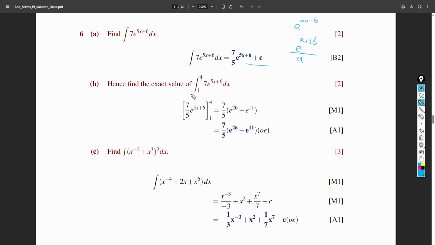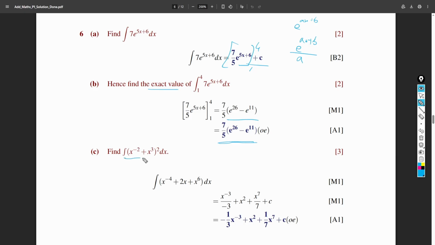So that's it. Then find the exact value of, so over here we're given the limits, so we simply take this expression and then put in the limits 4 and 1, and then we simply subtract, and we get the answer. Since it says exact value, we just keep it in the form with e.